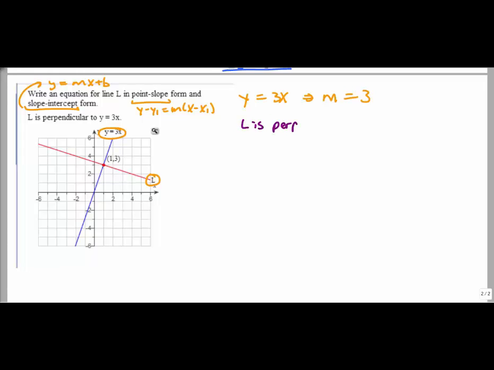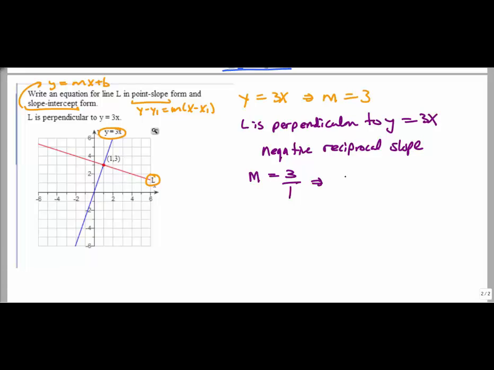L is perpendicular to y equals 3x. So that means it has a negative reciprocal slope. Okay, so the first slope is 3. We're going to call it 3 over 1. The perpendicular slope of line L is a negative reciprocal. The reciprocal of 3 over 1 is 1/3, and then I negate it. So I know it's a negative reciprocal. So this line L has a slope equal to negative 1/3.